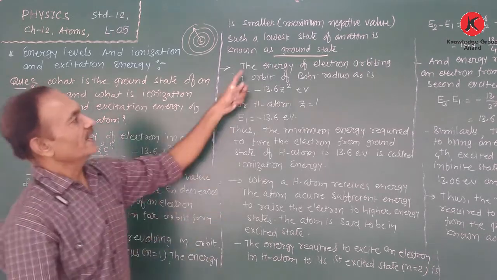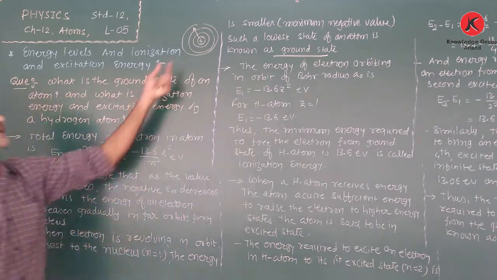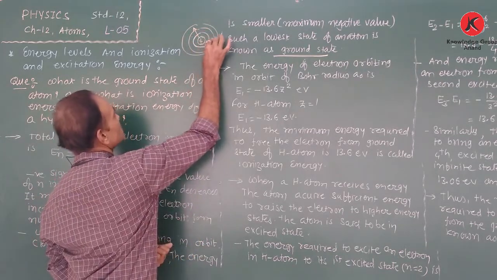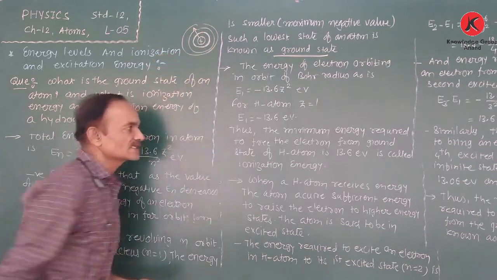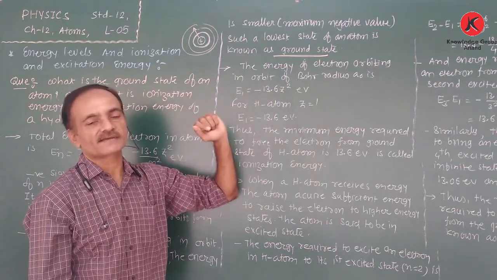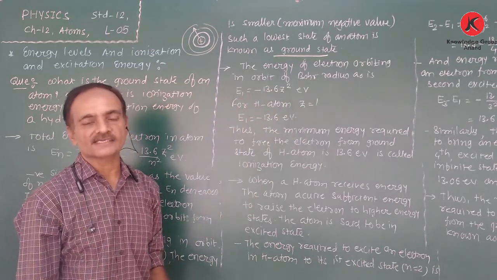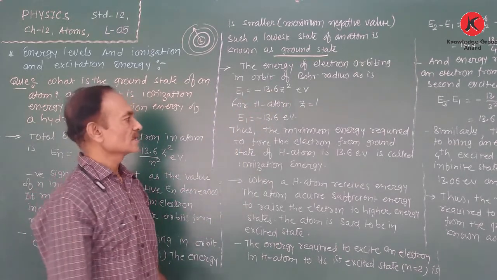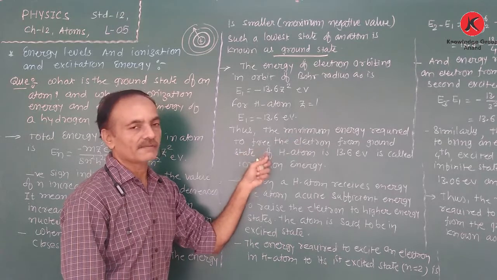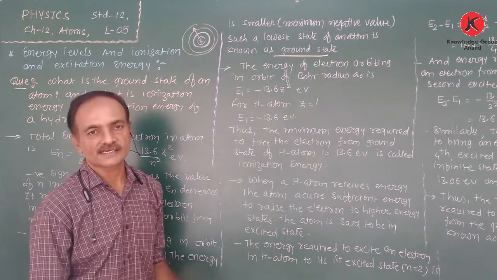Clear? Okay. The energy of an electron orbiting in the orbit of Bohr radius, that means the first orbit, n is equal to 1, having the radius equal to the Bohr radius. So the energy E1 is equal to minus 13.6 Z square electron volt. For the hydrogen atom, Z is equal to 1, therefore E1 is equal to minus 13.6 electron volt. Thus, the minimum energy required to free the electron from the ground state of the H atom is 13.6 electron volt, which is known as the ionization energy.